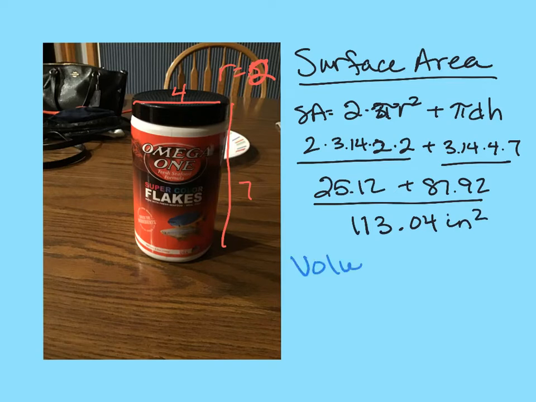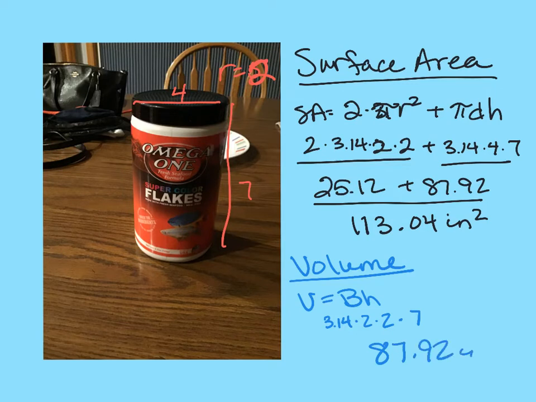Then, to find volume, I take the area of the base times the height. So the area of the base is pi, 3.14, times the radius squared, and the height is 7. When I do all of that, I get 87.92 inches cubed.